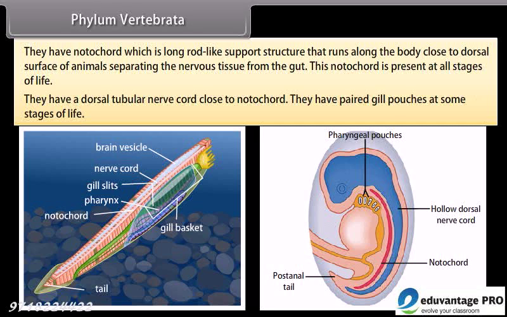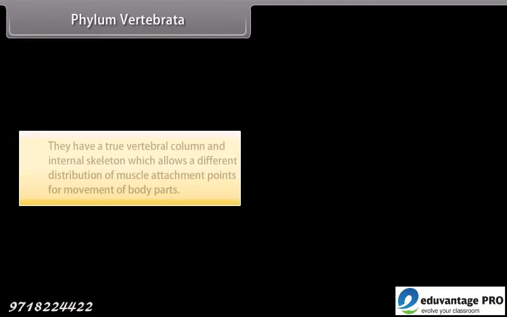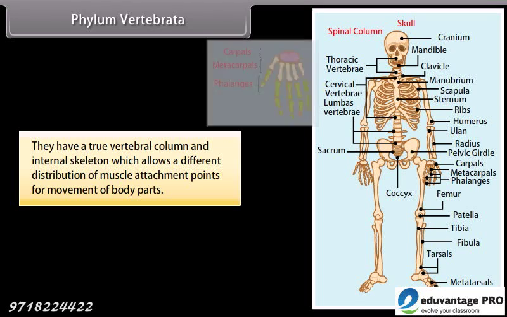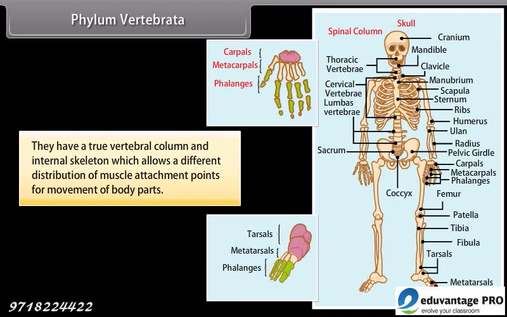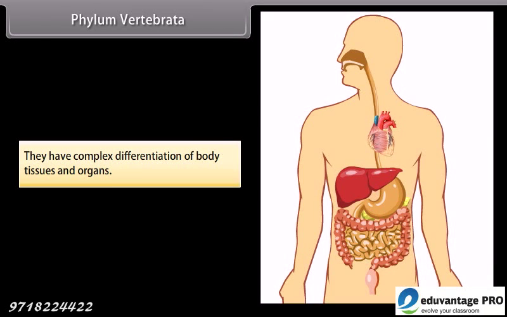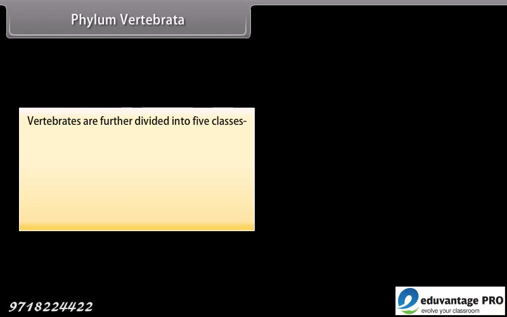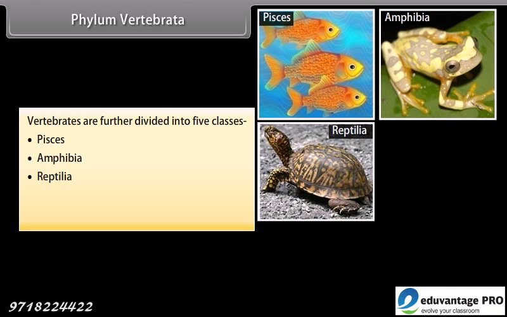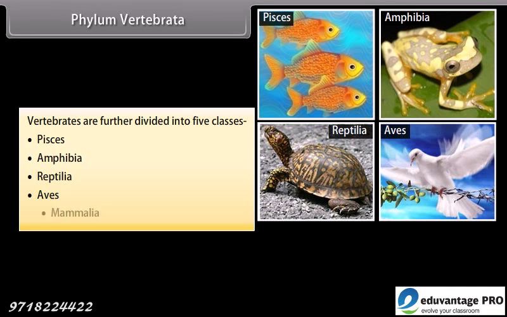They have paired gill pouches at some stages of life. They have a true vertebral column and internal skeleton which allows a different distribution of muscle attachment points for movement of body parts. They have complex differentiation of body tissues and organs. Vertebrates are further divided into 5 classes: Pisces, Amphibia, Reptilia, Aves, Mammalia.